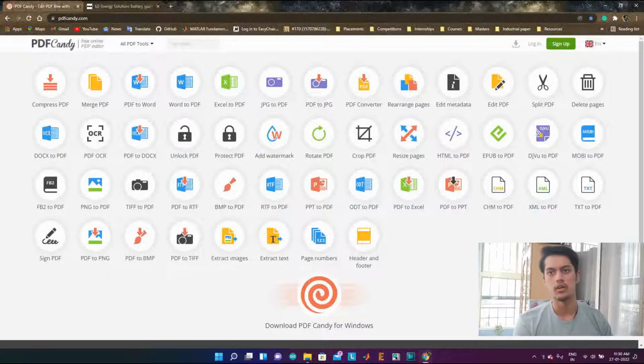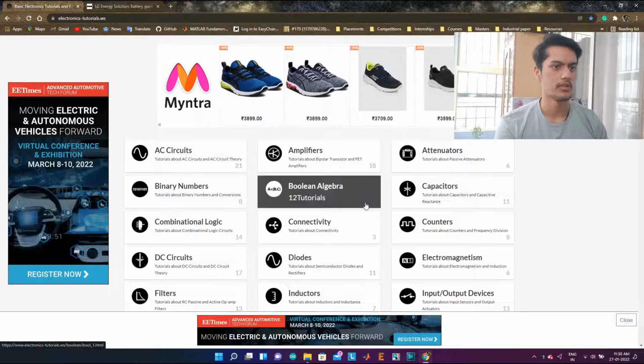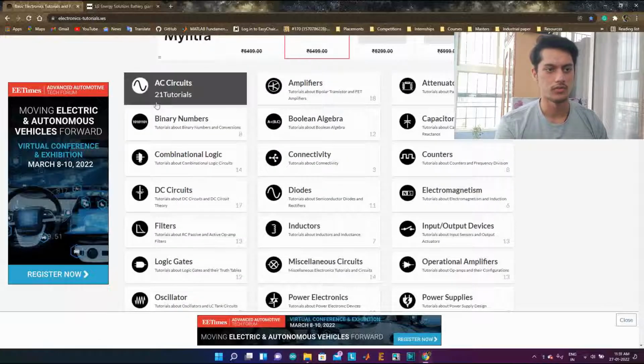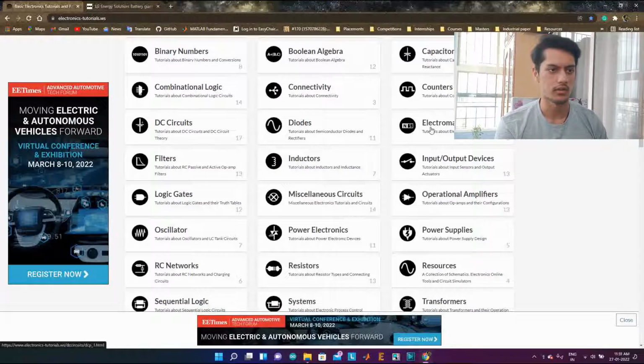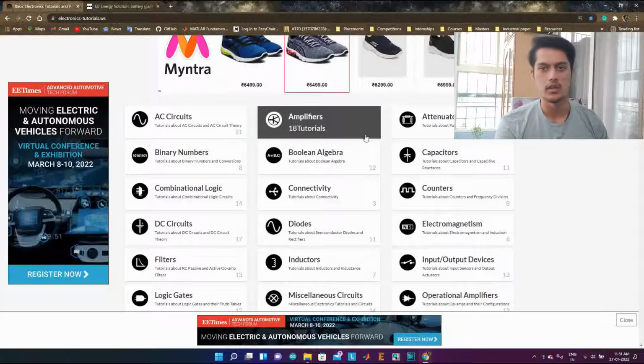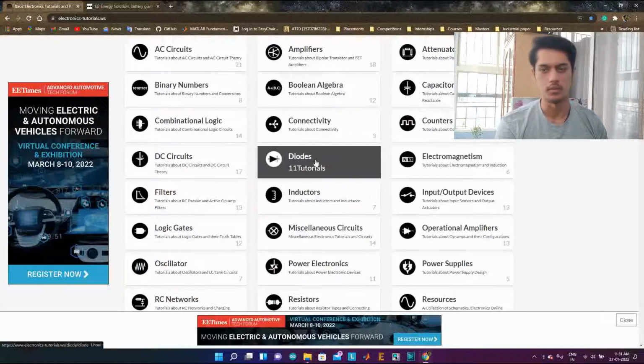Now talking about the fourth resource, which is electronics tutorial, and this is for people who are in the electronics background. It's called electronicstutorials.ws, and if I show you how it works, right now I'm at the website of electronicstutorials.ws. Now there are a lot of basic fundamental electronics topics that you can read and study about, and this will be very helpful for you guys in your placements.